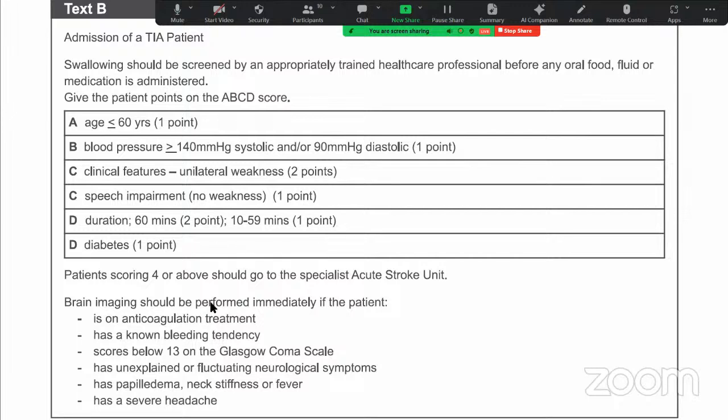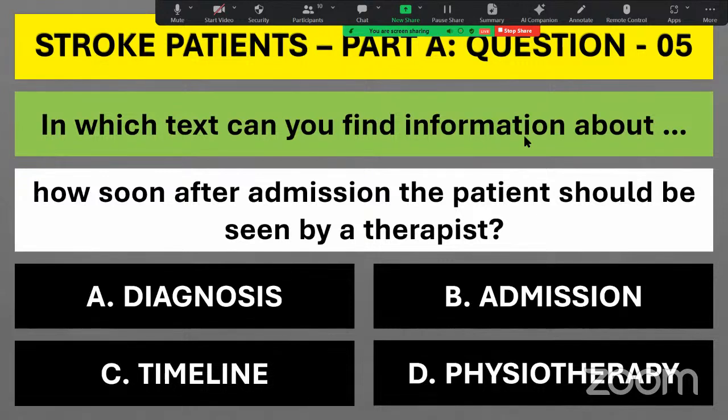Out of 7 points, if a person is scoring 4 and above, they should go to the specialist acute stroke unit, and brain imaging should be performed. See here. When admission is done, they'll assess all these things, and according to the ABCD score, they will decide. Right. Next, question number 5.